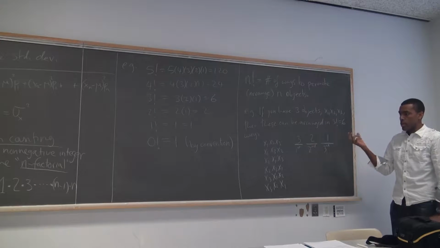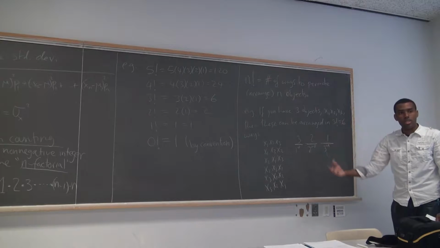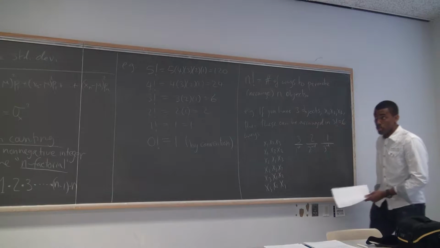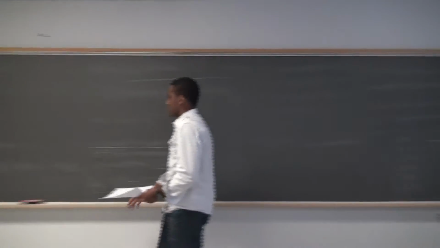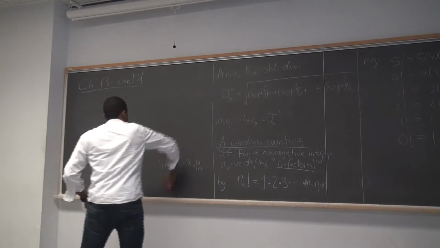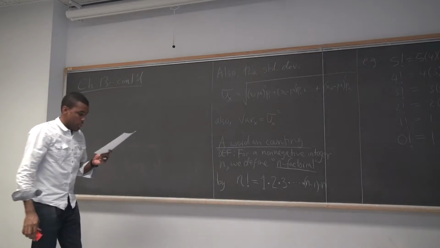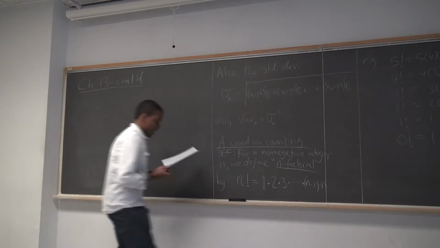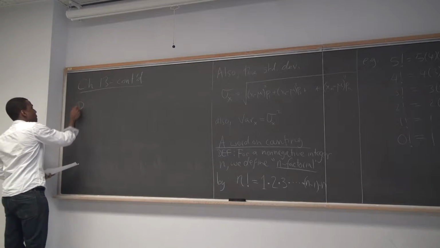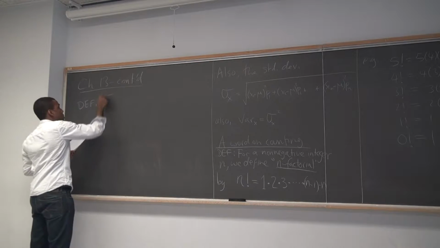There are going to be times when we have probabilities where the order matters, and we want to know how many orders there are. So n factorial is going to be useful here. It's a way to get more efficient with our counting, and we're going to go even further. Definition. This is called the combination.